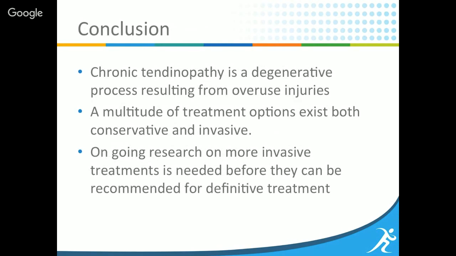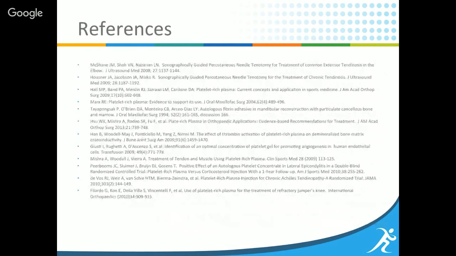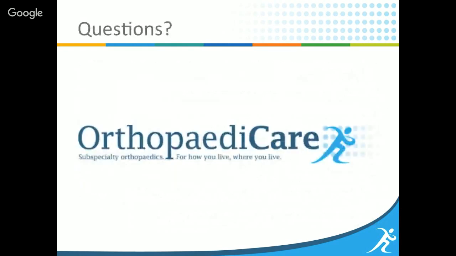So, in conclusion, chronic tendinopathy is a degenerative process resulting from overuse injuries. There are a multitude of treatment options, both conservative and invasive, and ongoing research on invasive treatments is needed before they can be recommended for definitive treatment, or at least a more regular treatment. I'm done. Questions? You don't have to clap.